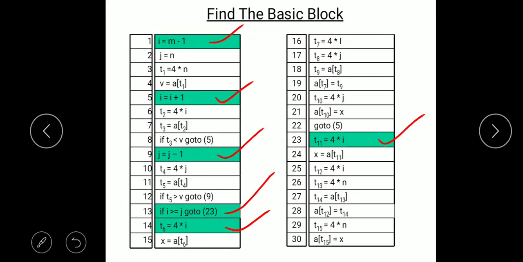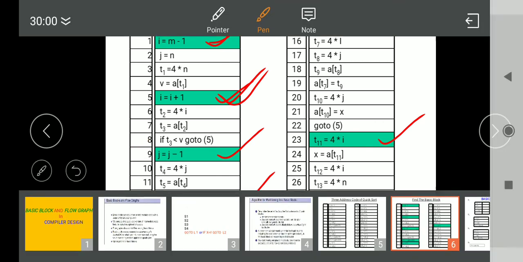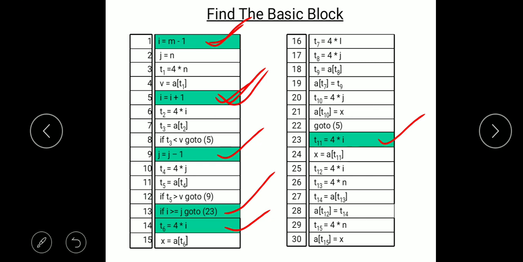Again, I am repeating rule number 1: the first statement would be a leader statement. Rule number 2, target of a conditional go to: statement number 5 is the target of statement number 8, this one. That's why statement number 5 would be a leader statement. Statement number 9 is a leader statement because by rule number 3, it immediately follows a conditional go to.